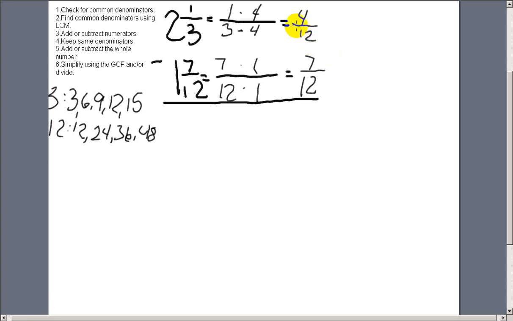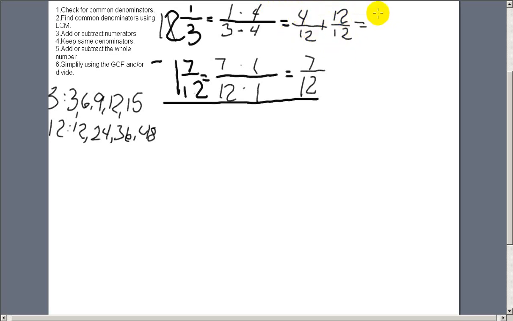My next step is to add or subtract the numerators. I am subtracting, so I need to subtract 4 minus 7. I'm not able to do that, so I have to borrow from the 2, which leaves me with 1. And when I bring that 1 whole over here, I need to add it to what I already have. I choose what fraction of 1 that 1 whole is going to become, and I choose to make it 12/12 so that I already have common denominators.